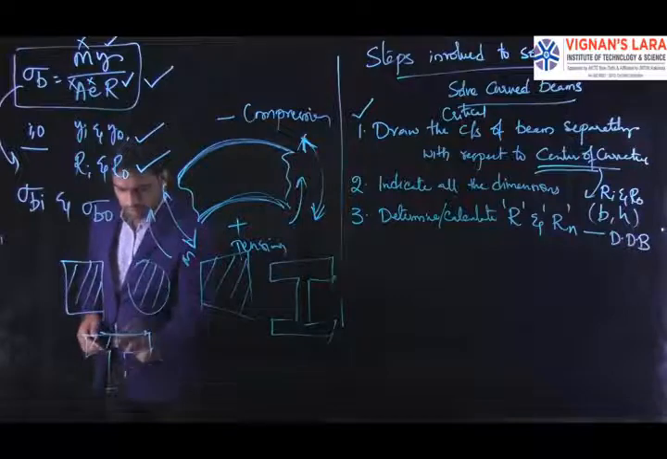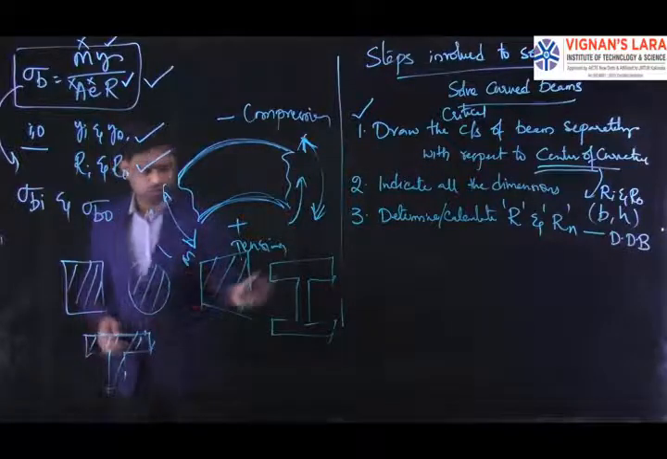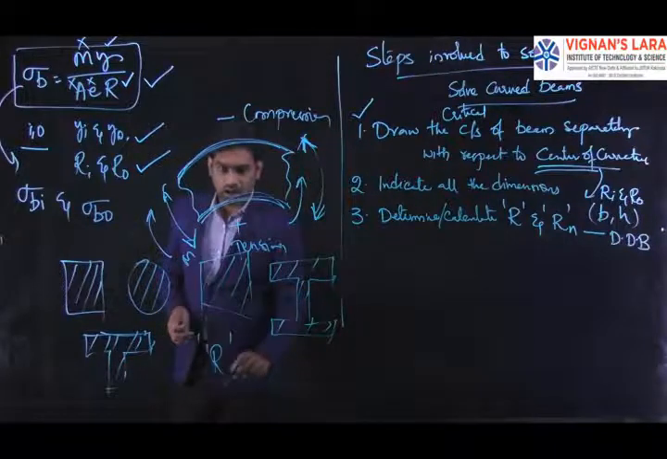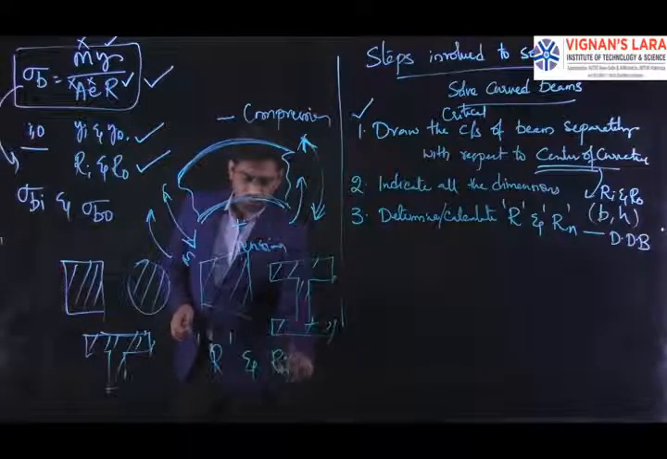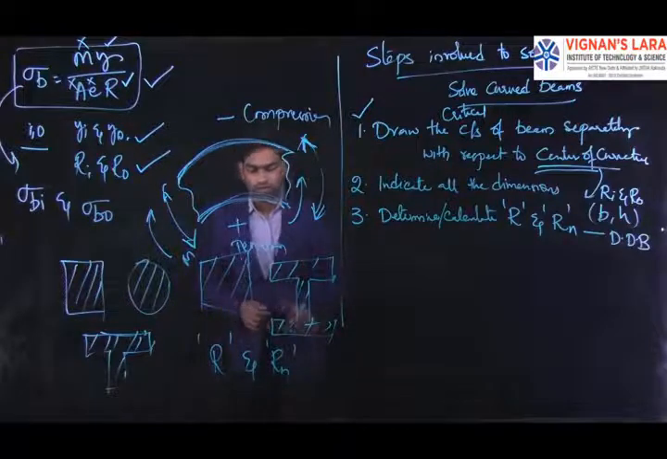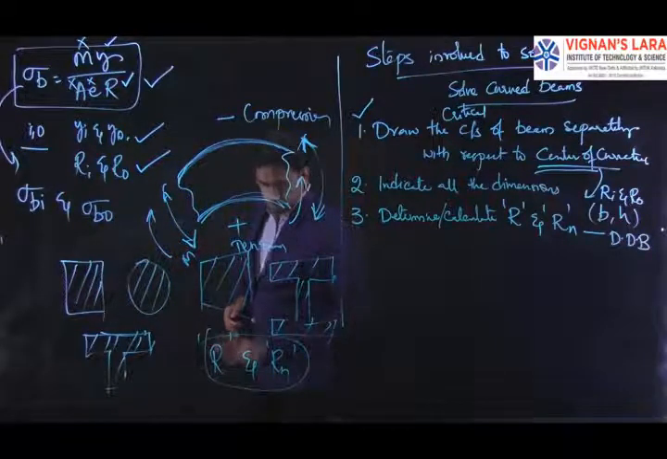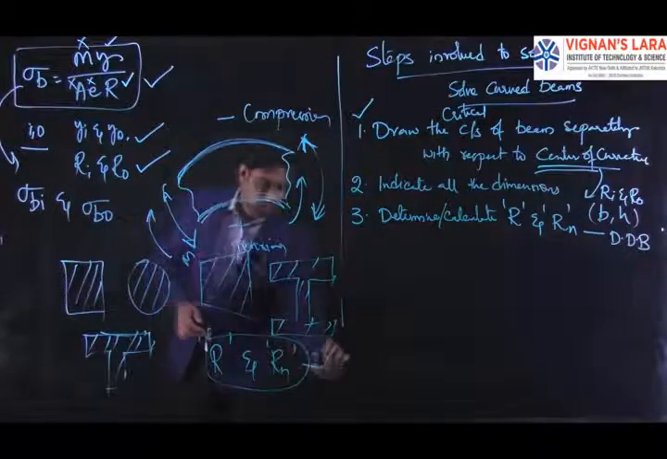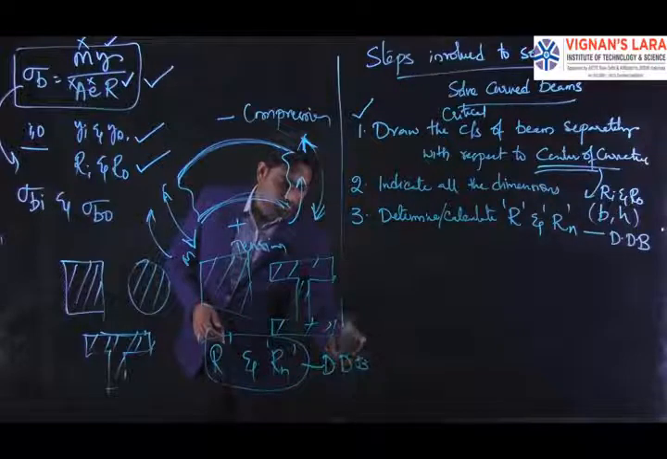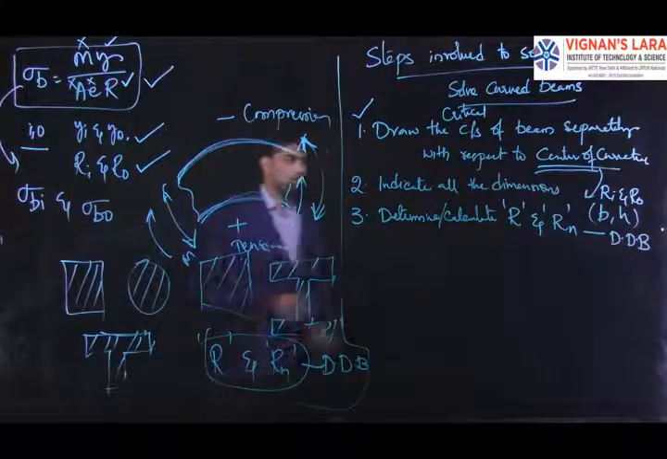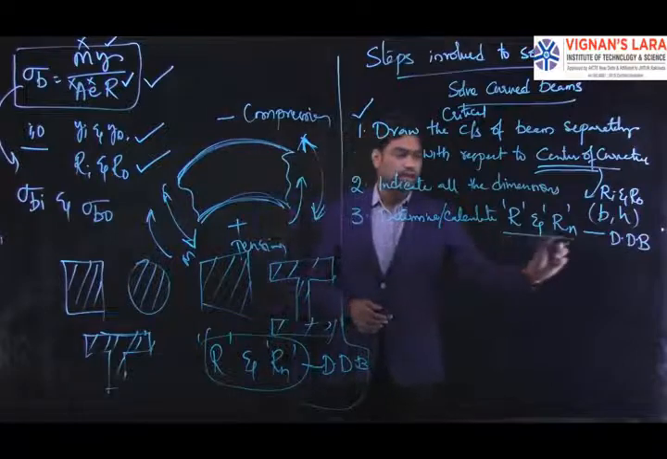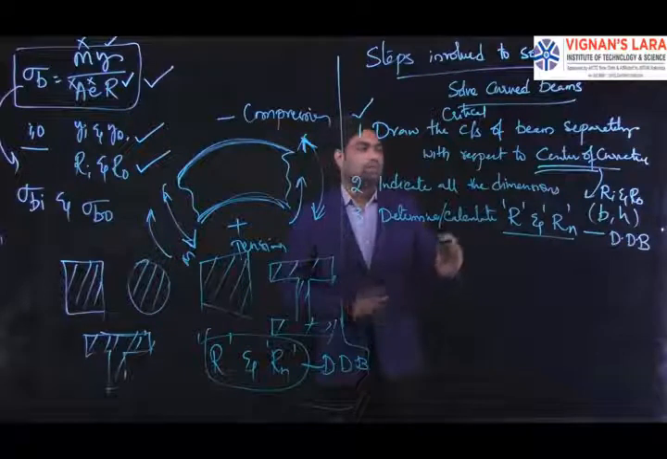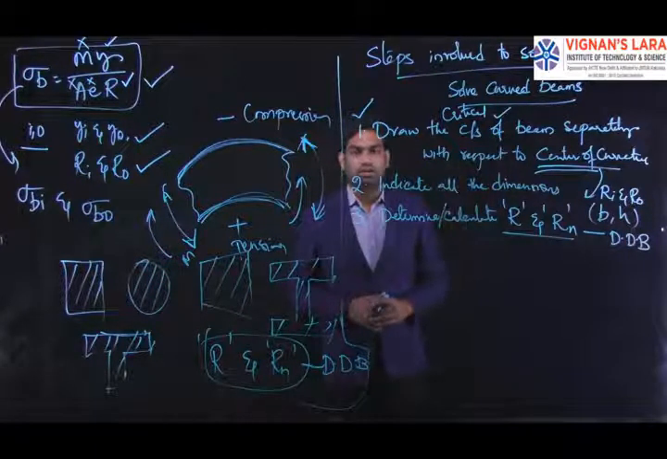So for each different cross section of beam, the value of radius of curvature R as well as the value of radius of curvature to the neutral axis is going to vary. The equations for these R and Rn for different cross sections are available in the design data book. So we can take those formulas from the design data book. Using those relations we can find out the values of R and Rn, and we can also locate the same in the cross section we drew in step number 1.